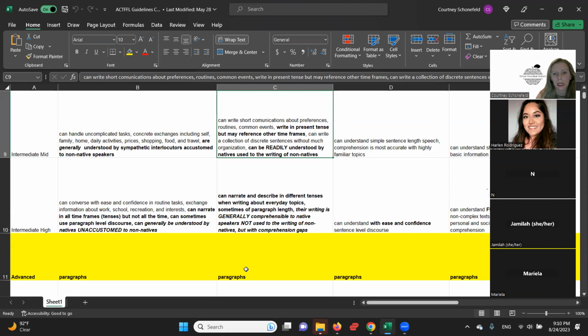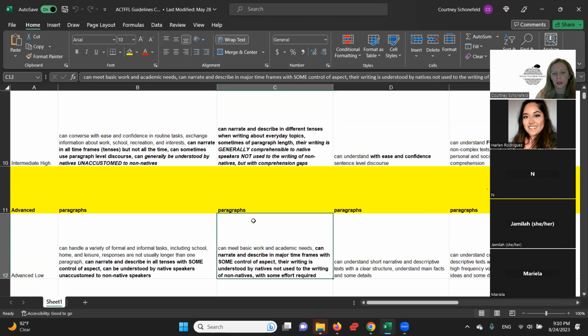And then when we get to intermediate high, they can narrate and describe in different tenses when writing about everyday topics. Sometimes the paragraph length, because these are intermediate and advanced skills that they're doing. So sometimes they can do them. Their writing is generally comprehensible to native speakers not used to the writing of non-natives, just like the speaking, but with comprehension gaps. Then we get to advanced. They can meet basic work and academic needs, can narrate and describe in major timeframes with some control. So they can conjugate in different tenses with some control, just like for speaking. Their writing is understood by natives not used to the writing of non-natives with some effort required.